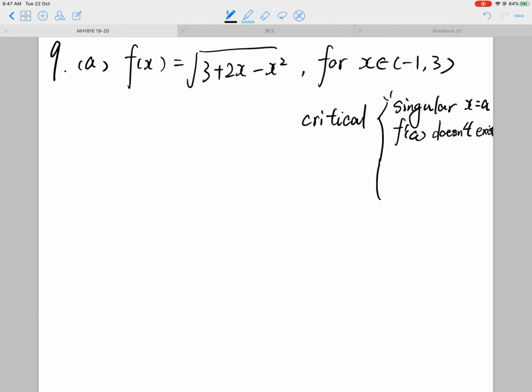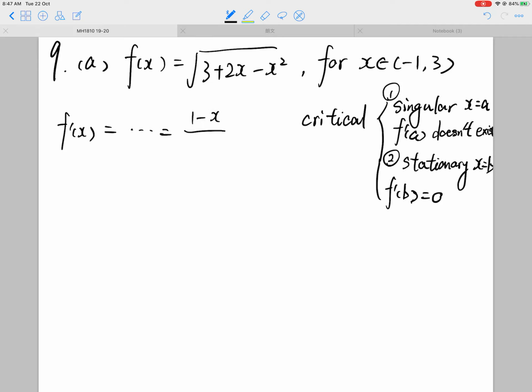Okay, the second type is stationary. Stationary, let's say point b, then the derivative at b equals 0. So there are two types of critical points. So part A, we just figure out its derivative, right? Okay, you do the calculation, it would be 1 minus x over square root of this, for x between negative 1 and 3.